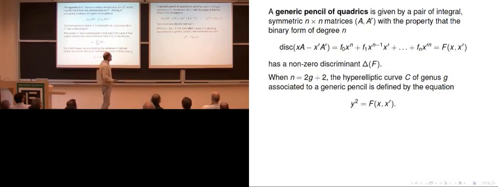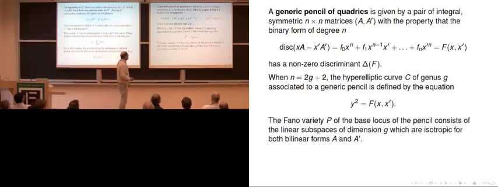The second variety, which is just as important, is called the Fano variety of the base locus. I call that P. So that consists of all the linear subspaces in this vector space of dimension 2g plus 2, which have dimension g, and are isotropic for both bilinear forms A and A prime. What does that mean geometrically? Geometrically, that means that it gives a projective space of dimension g minus 1 inside of the base locus, right? Because if it's isotropic for both quadrics in the pencil, that means it's contained in their intersection.